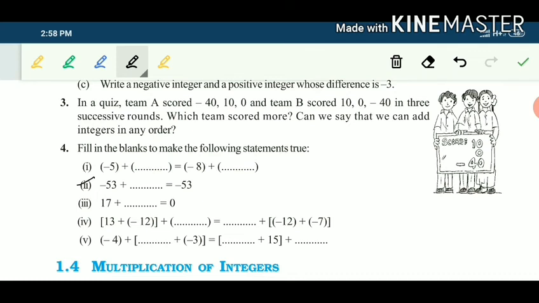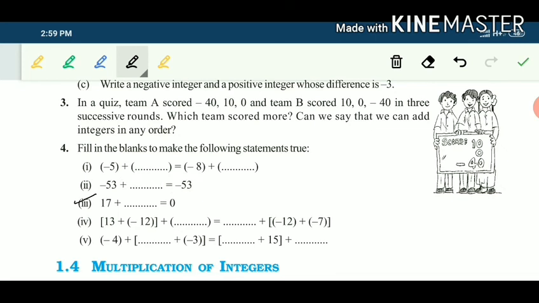Second part, minus 53. What will we add to minus 53 so that the answer remains the same? So you have to add 0. Which property is this? Yes, this is the additive identity. When we add 0 to any integer, the answer remains the same.